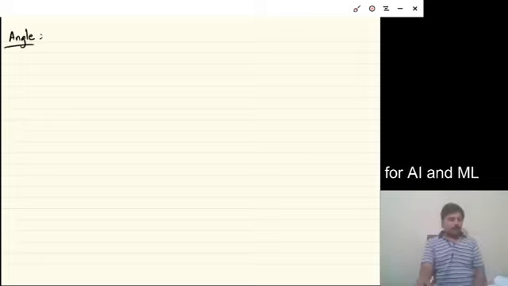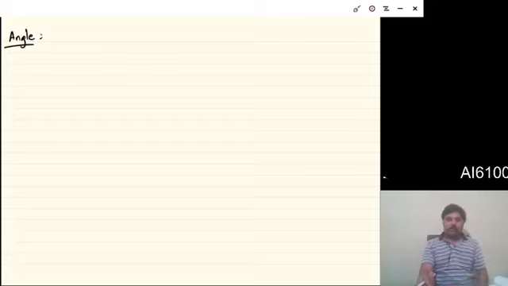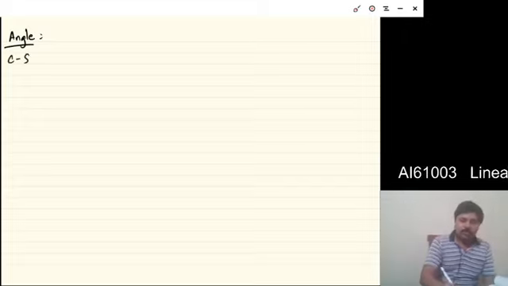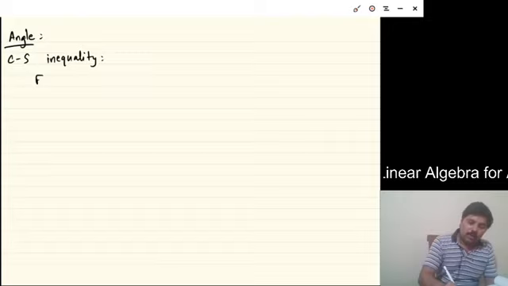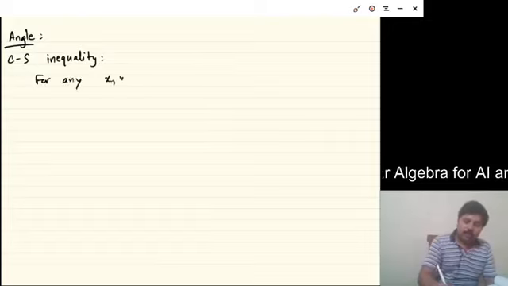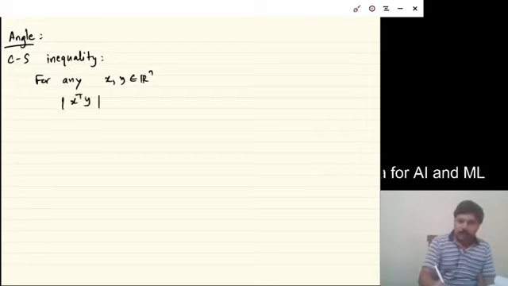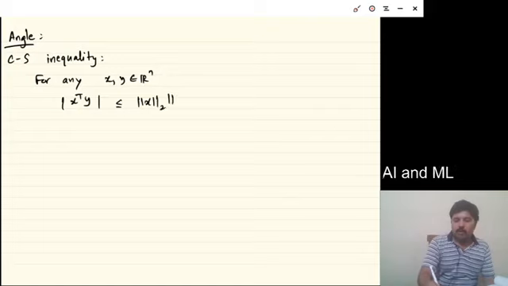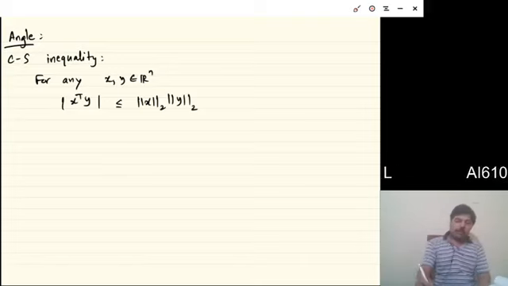So once we have done this standard deviation, Chebyshev inequality, and the interpretation of those things, we move on to the next concept that we can define using inner products, and that is the angle between vectors. But before that, let us recall the Cauchy-Schwarz inequality that we proved in the previous class. So what did the Cauchy-Schwarz inequality say? For any vectors x and y belonging to Rn, the absolute value of x transpose y is always less than or equal to the product of the 2 norm of x and the 2 norm of y. This is what the Cauchy-Schwarz inequality told us.